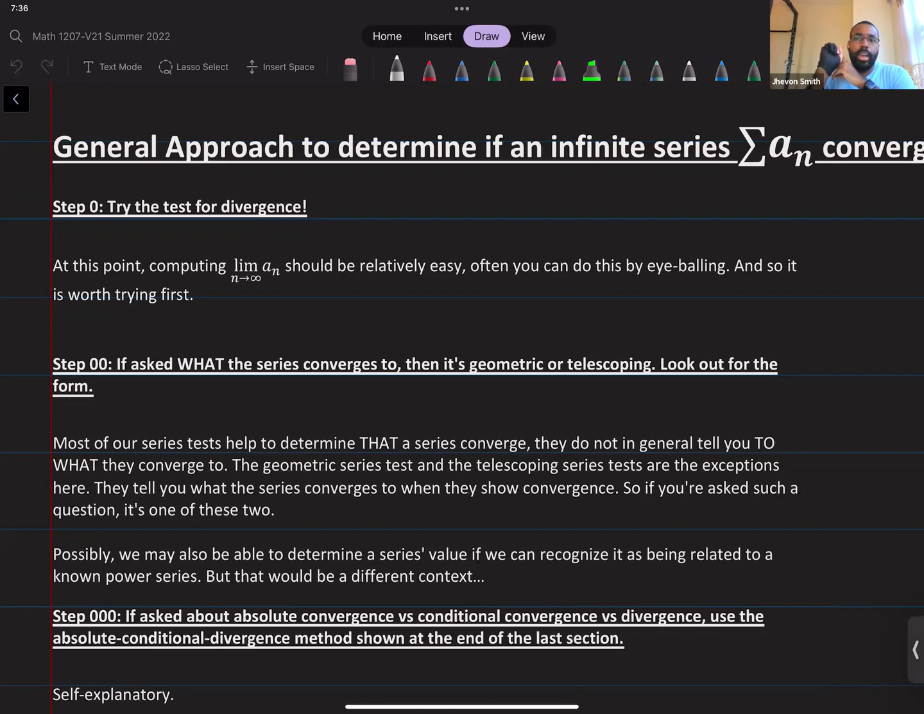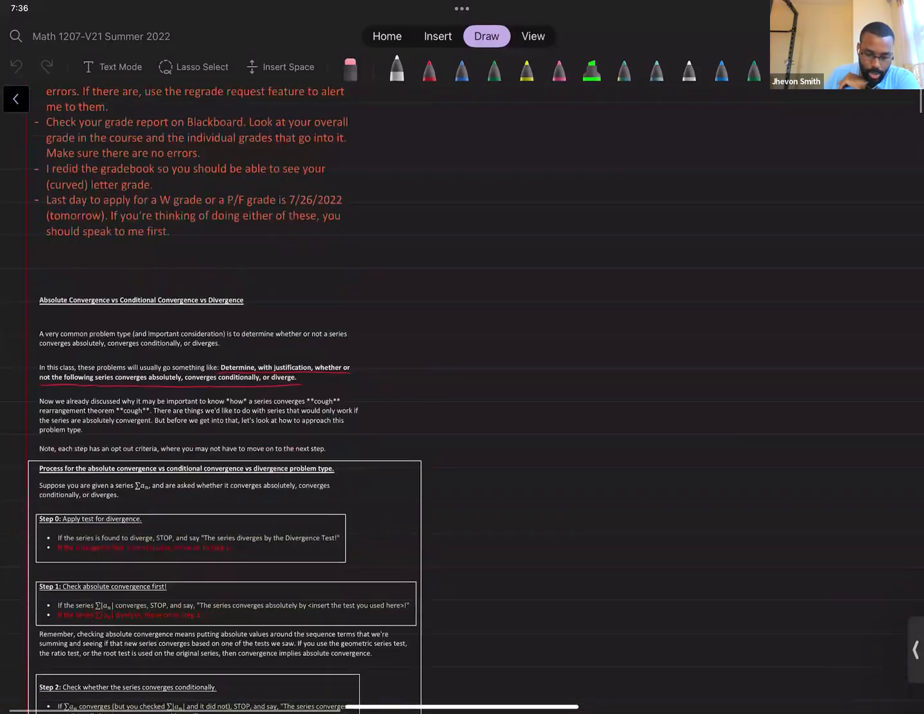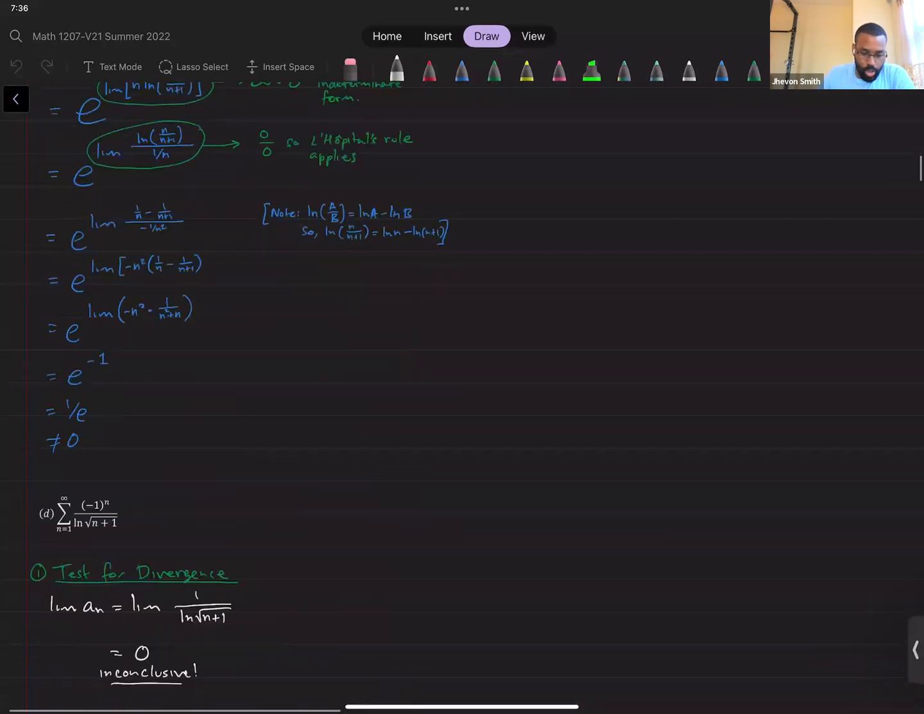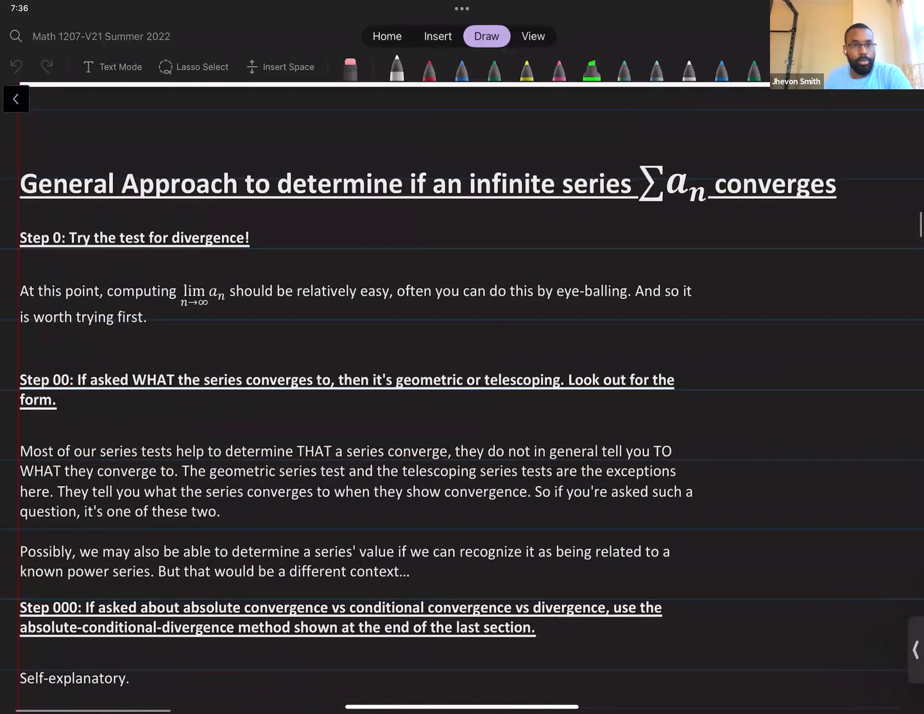If I ask you about absolute convergence versus conditional convergence versus divergence, then you have to use the method that I showed you in the last section. So you're generally going to approach the problem in this form. Okay. But of course, within this form, in step 1 and step 2, you'd have to actually know what test you want to use, right? But you'll do it in this framework. Okay. So those are just some things you should be aware of before you even really start the problem.